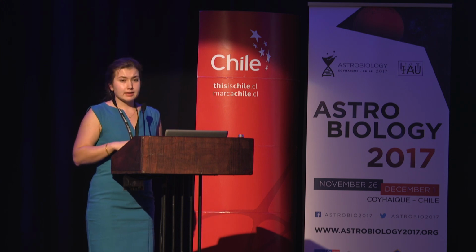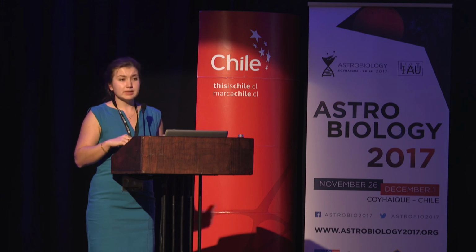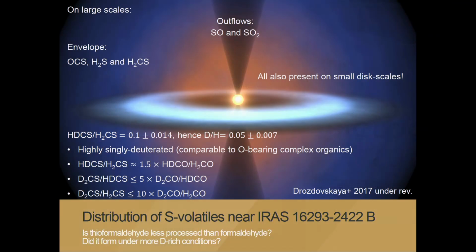Based on the data that we have, we can also derive the D/H ratio, specifically in terms of H2CS. So we can estimate the D/H at around 5%, which means that it is highly singly deuterated, because this implies a deuteration level of 5%. However, if we look at the D/H as we see in other complex organic species, then it's actually comparable and is in that range. So it's not very, very high. It's okay for the source.